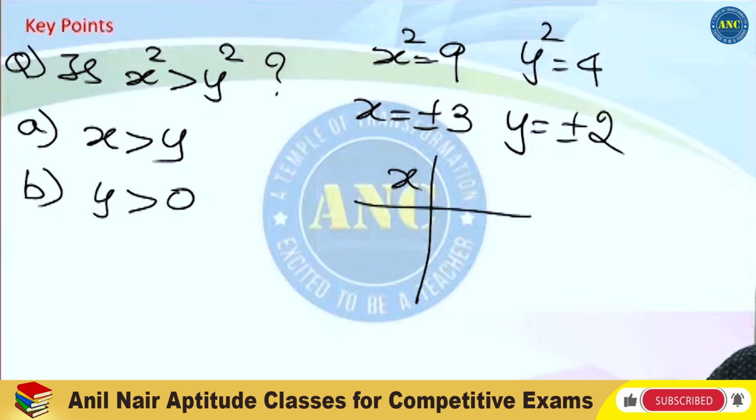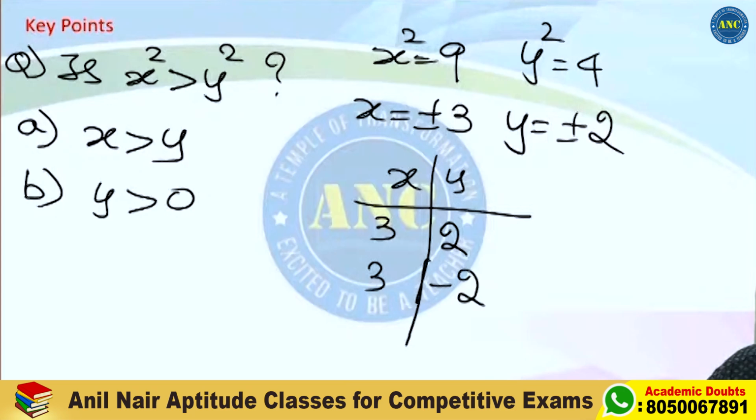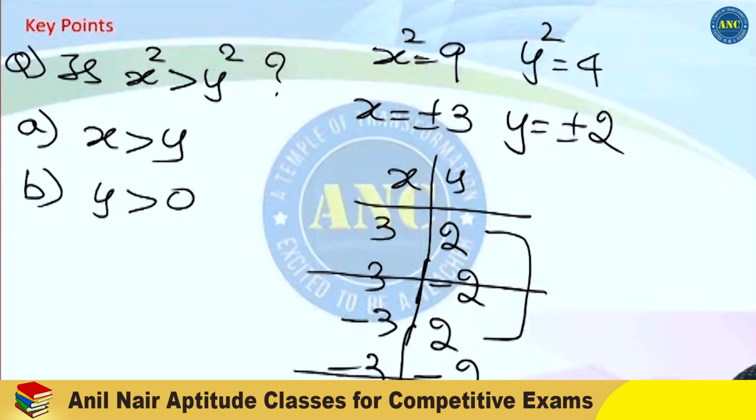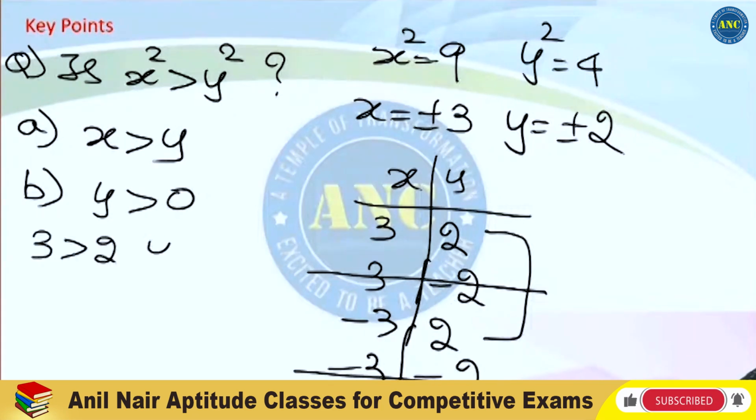So x and y will be (3, 2), (3, -2), (-3, 2) and (-3, -2). Statement 1 anyway will not give you y greater than 0. These two cases we have to take; ignore the others. So 3 greater than 2, yes. Minus 3 greater than 2, no.